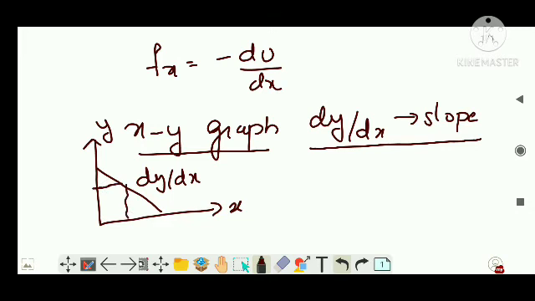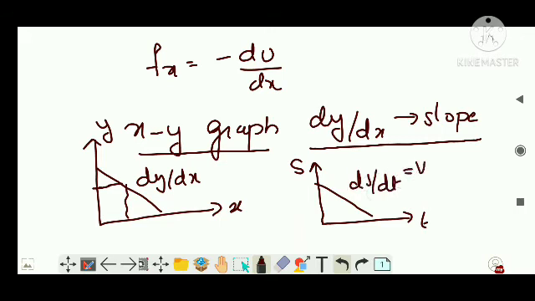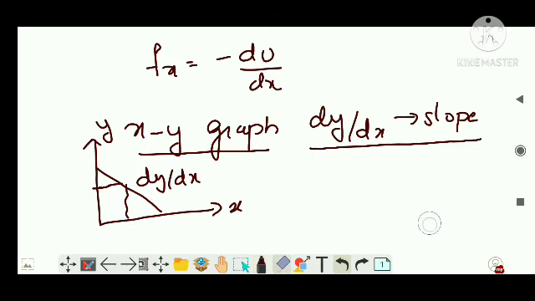For instantaneous values, etc., you have done this. If you don't remember, this is t, this is s, displacement; slope ds by dt is your velocity. Anything which is in the y direction, that is s, ds, divided by the x direction variable dt. This is all you have to remember. It's not something you are hearing for the first time.